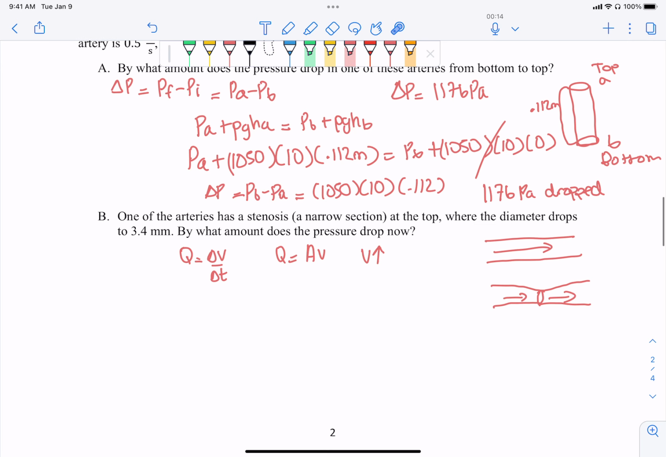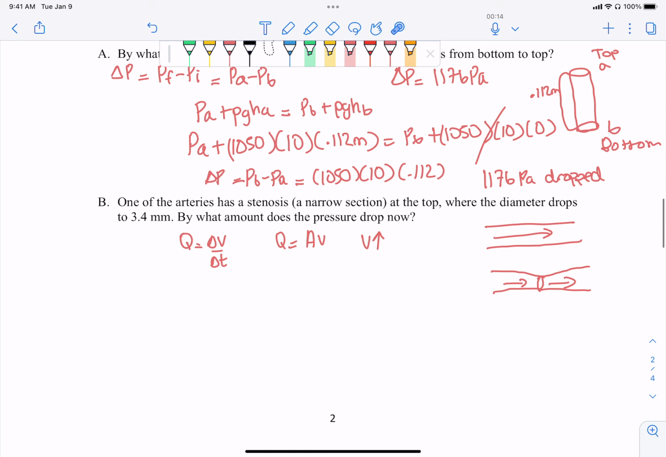Now, since we kind of understand that, we know that our velocity, or our speed, is going to change one way or another. So if we're going 1 meter per second, we'd have to go 2 now or something, right? Now, how can we relate that to a pressure drop?